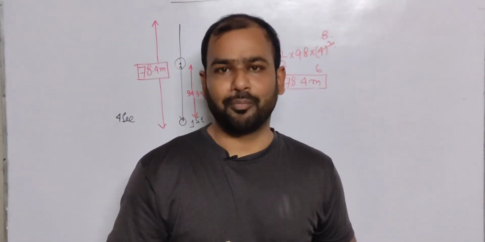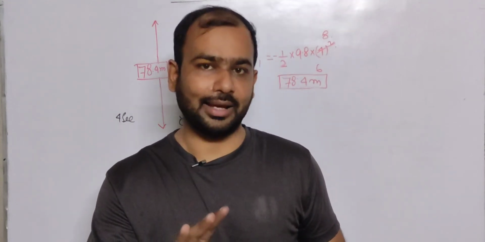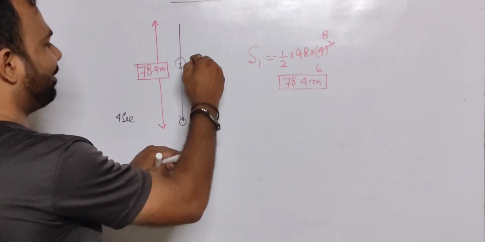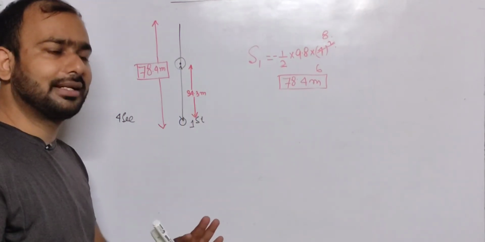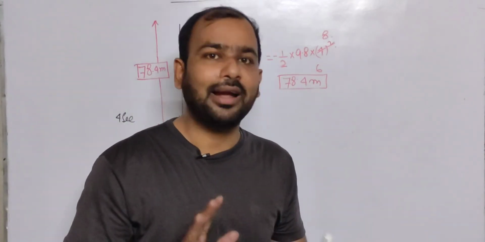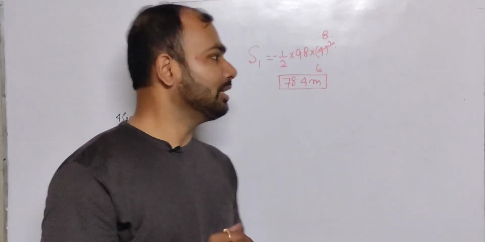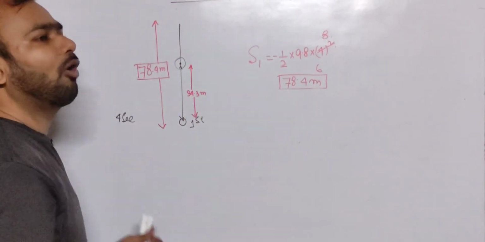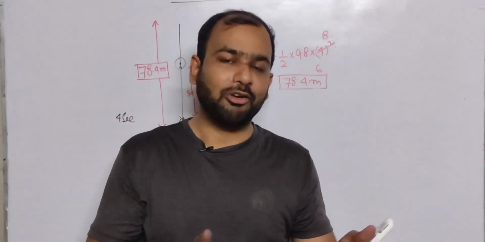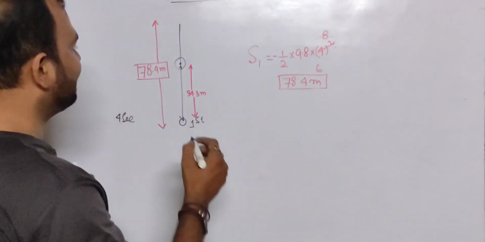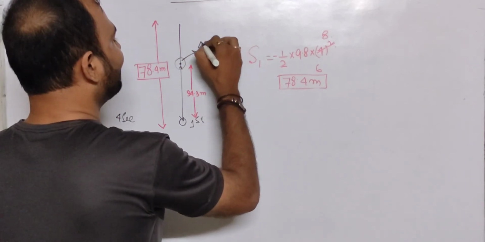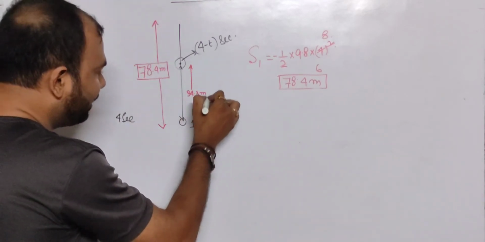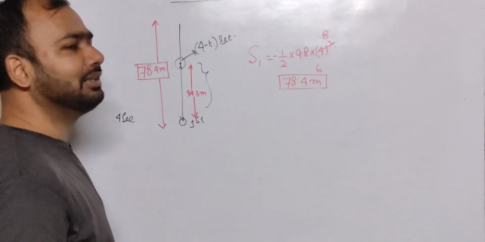That means the second drop takes less time. Obviously it is above 34.3, so obviously it will take less time than the first drop. Let us consider 4 minus t second, because in 4 seconds the first drop comes over here. The second drop will take less time than the first drop. So let us consider it takes 4 minus t second. We have to find the t. This t is the time interval between these two drops.